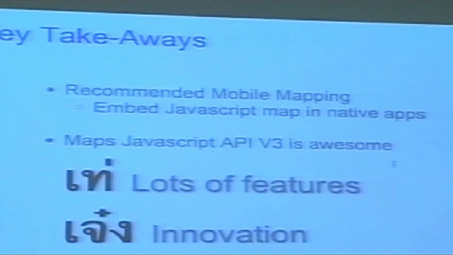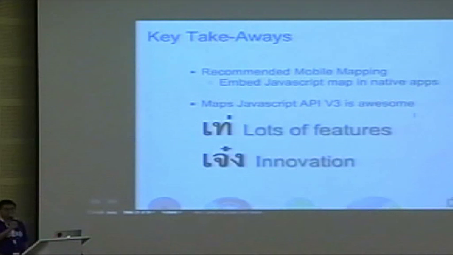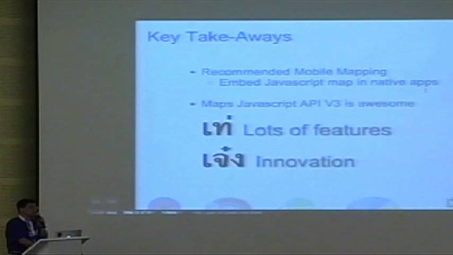So the key takeaway today is that if you want to do a mobile application with map features inside, the recommended way is that you do a native application, and inside the native application you create an embedded browser that points to a web app, which is the Google JavaScript V3 map. And V3 is awesome because it's got a lot of great features, and we continue to innovate and add more features to it. And hopefully that's the solution for your mapping option for your mobile apps.